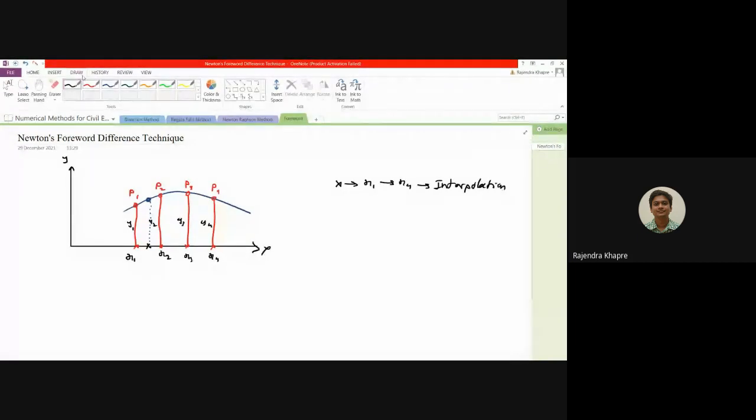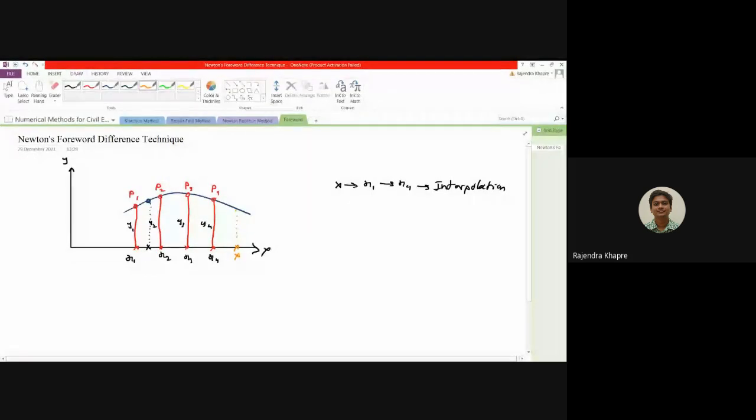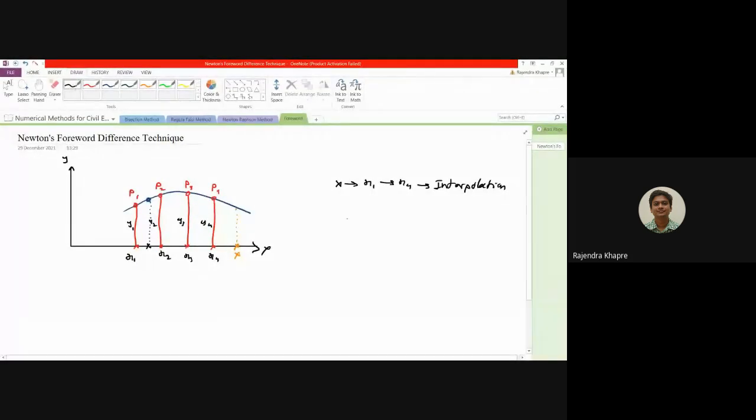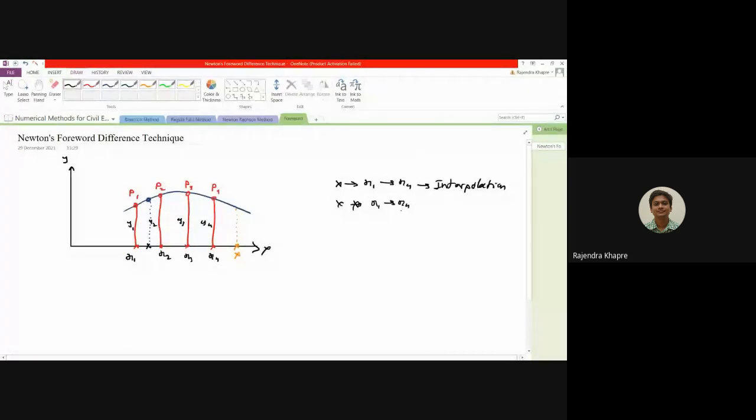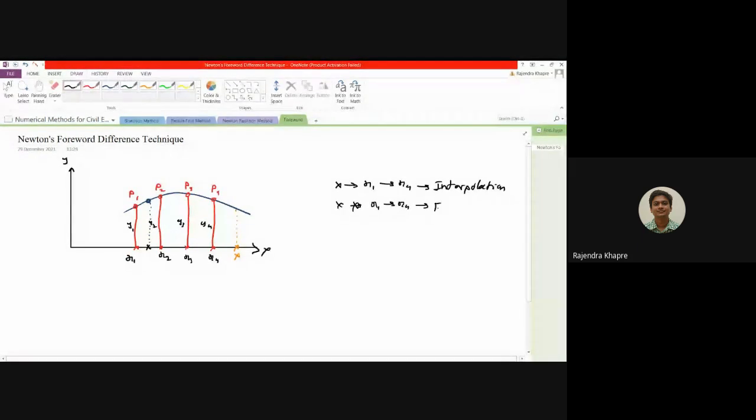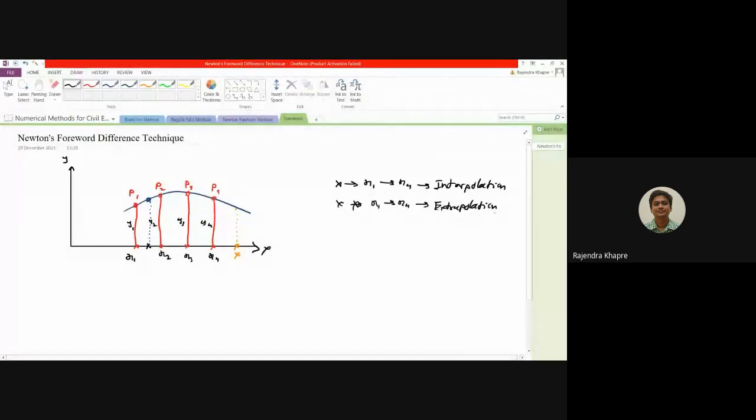And if it is lying beyond the data set, let us say you want to predict what is going to happen when your x is over here, something like this. Right now you can see x is not between x1 and x4. It can be beyond x4, or it can be even before x1. In that particular case, it is called extrapolation. I hope it is clear to everyone what interpolation and extrapolation are.